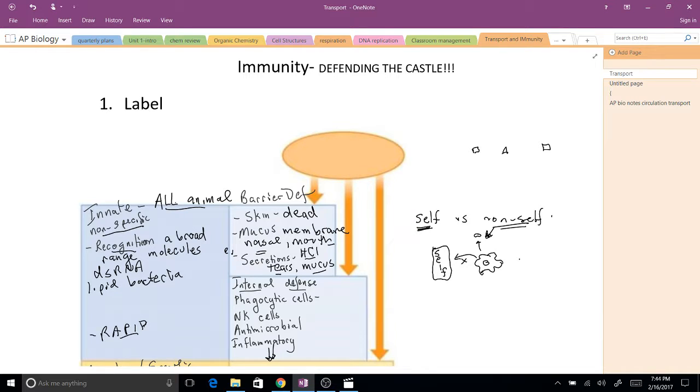So the advantage of innate is that it is rapid. Now, the disadvantage is, well, it's not specific. So if there's something that can get around it and get into cells before the body can take care of it, it's going to cause problems. Now, the barrier defenses, the first one is going to be pretty obvious.